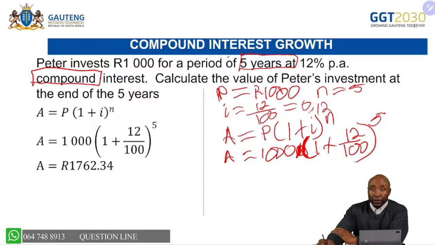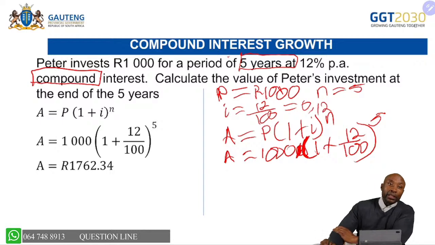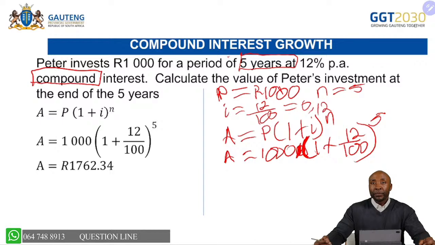So it means when Peter uses the compound interest investment, he is going to get 1,762.34. You are able to see that the period of Peter's investment using simple interest is 5 years. Using compound interest, it's also 5 years. But somehow, he is getting more money using compound interest. Now, can you explain why?